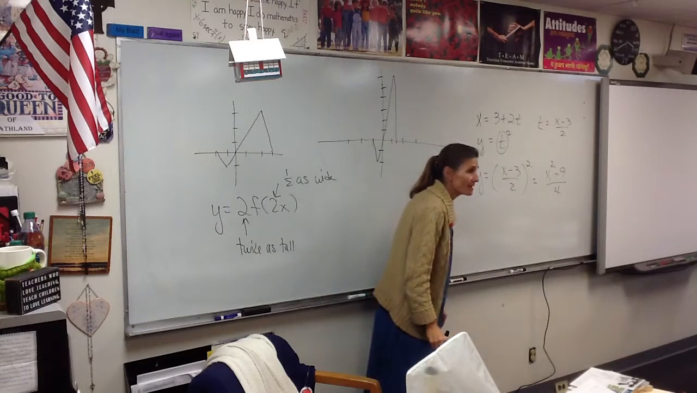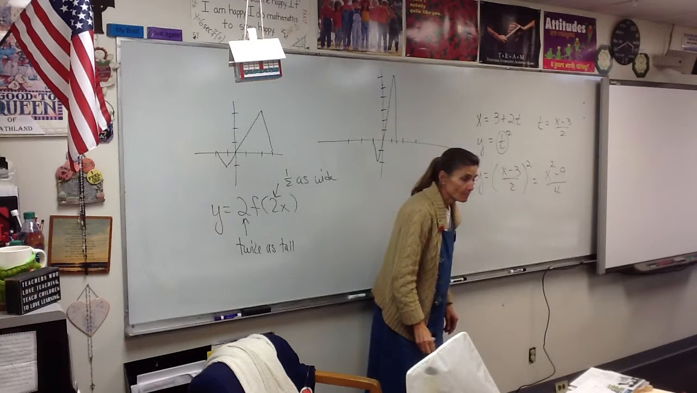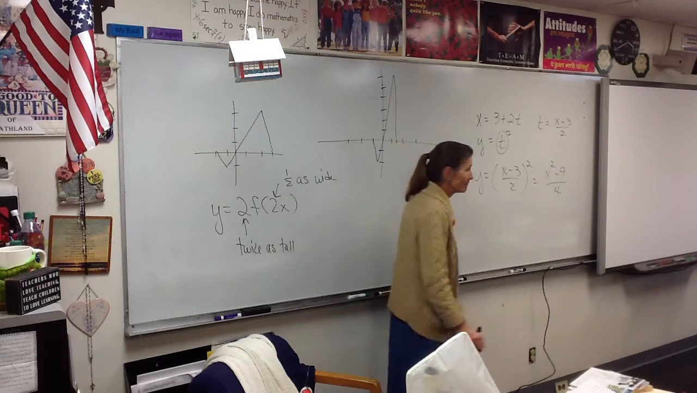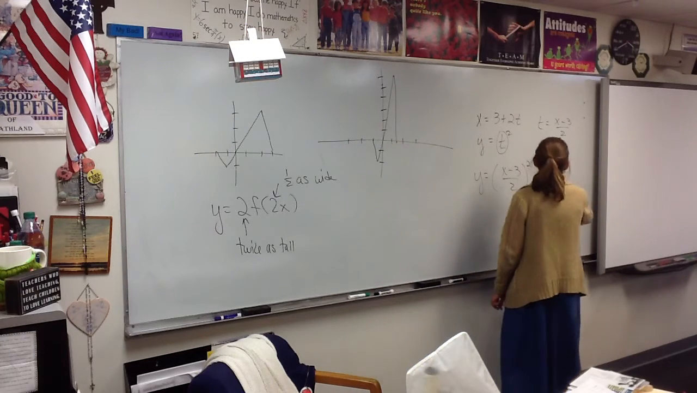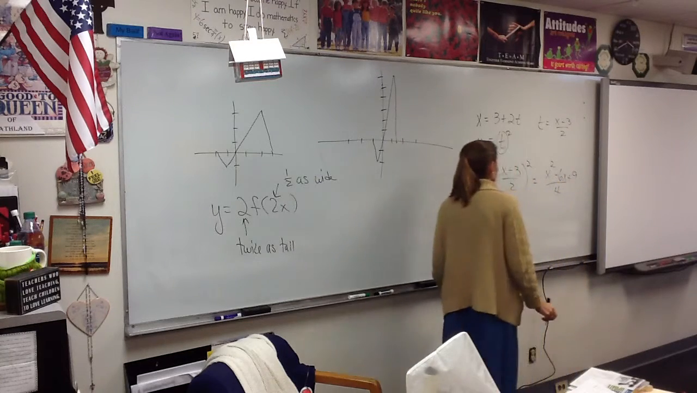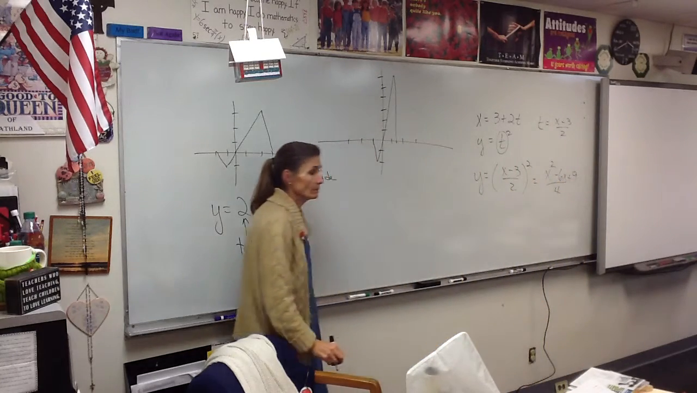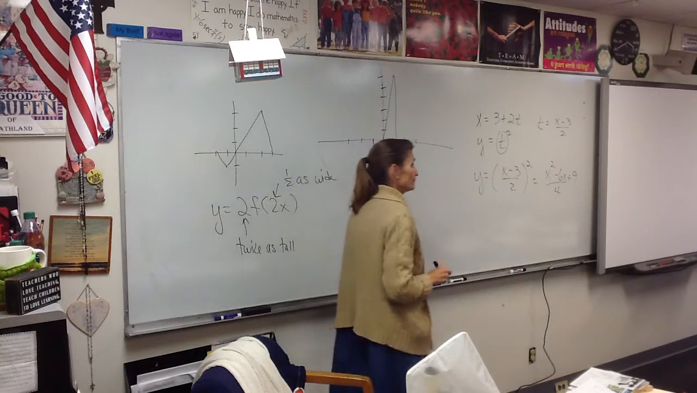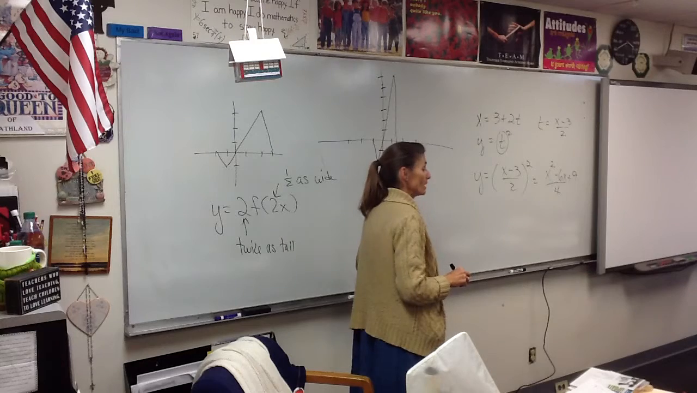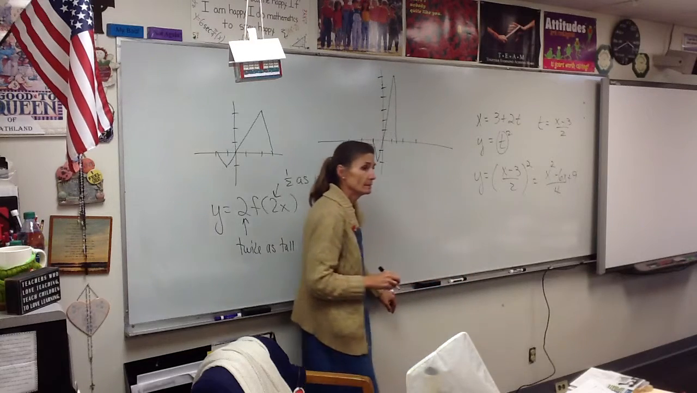That is not right. What is it supposed to be? Evan? X minus 3 times x minus 3. Exactly. It's a FOIL. No, it's supposed to be multiplied out. I didn't mark it wrong this time, but I will. It's supposed to be multiplied out.